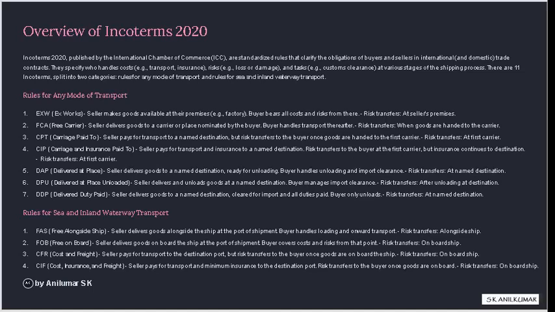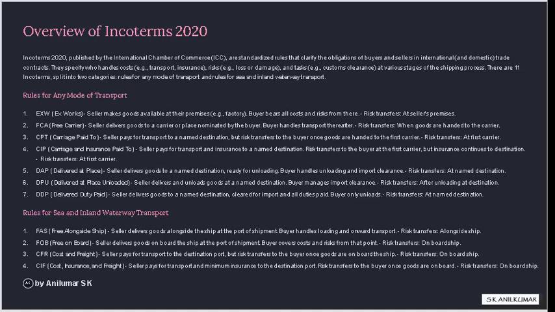FCA, free carrier. This means a seller delivers the goods to the carrier or place nominated by the buyer. The risk transfers when the goods are handed over to the carrier. Free carrier means risk transfers when the goods are handed over to the carrier. Here also, from the moment it is handed over to the carrier, all the cost and the risk will be borne by the buyer.